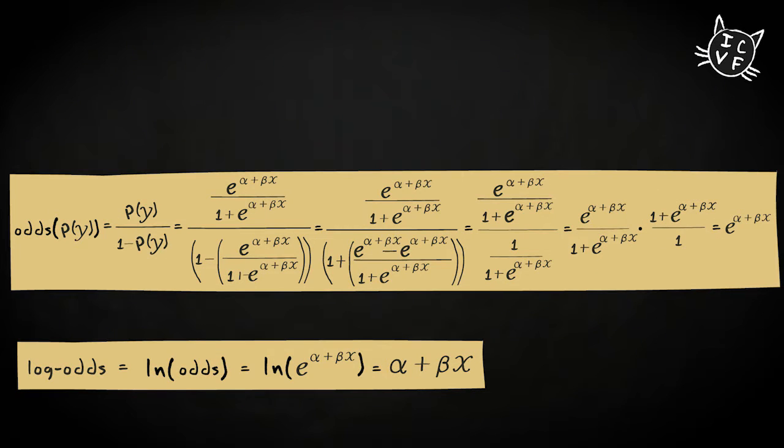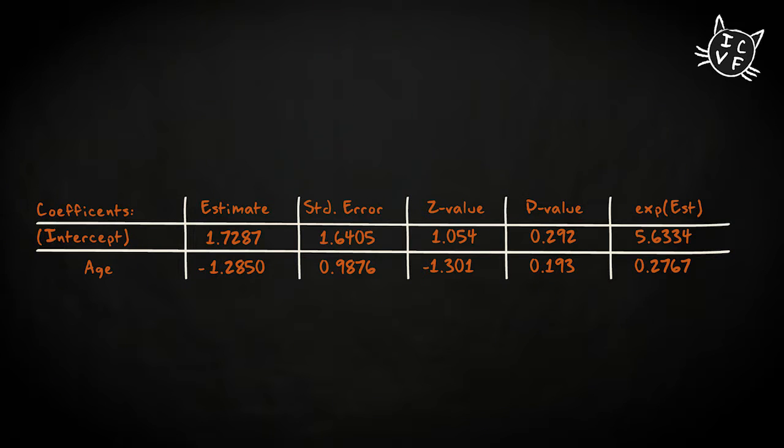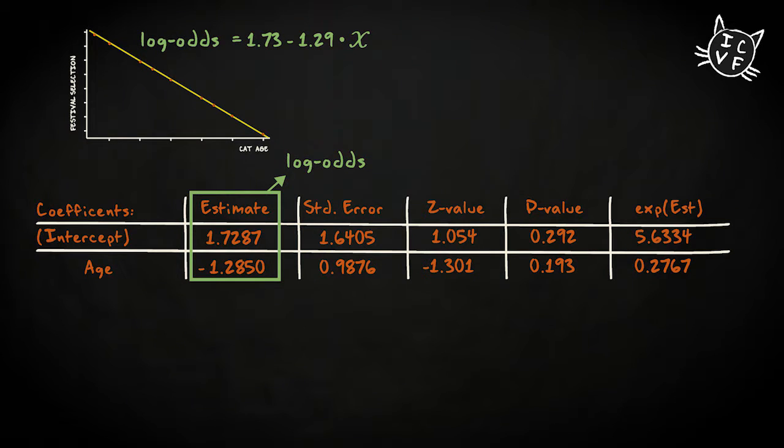You don't have to be able to follow along with this. You just have to understand why we use the log odds, because it gives us a linear function. Also, when you use statistical software to calculate the intercept and regression coefficient, they're reported in log odds. Let's look at the output for our first example, predicting festival selection with just cat age. The log odds regression coefficient estimate value is not very easy to interpret. It represents the linear change in log odds with a 1-unit change in the predictor.